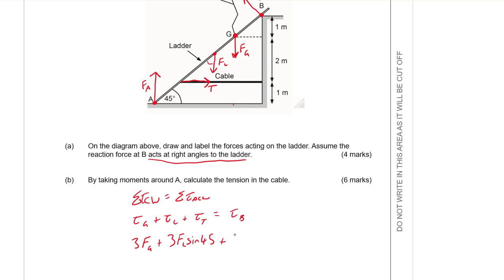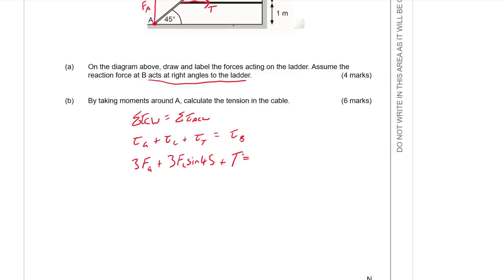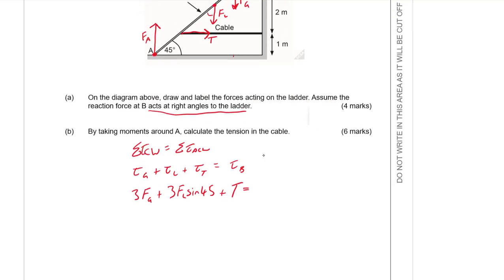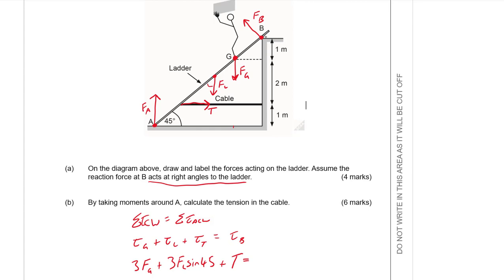And lastly, I have the tension in the cable, and I can use that using the same perpendicular distance method. So in this case, it's just 1 meter away from the pivot point, and its force acting is tension. And that is going to be equal to the torque due to the reaction at B. Now, this is where I'm going to switch to the perpendicular force method again, because the force is given that's perpendicular. So all I need to know is the distance between A and B.